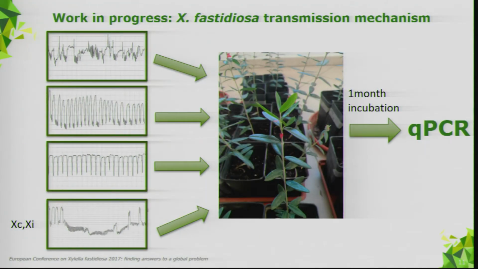Then we connected them to the EPG, this is an EPG-assisted transmission study, singly Philaenus spumarius, leaving them on olive seedlings for a brief inoculation access period. Basically, we interrupted the probe once the waveform of interest was observed. And we tested waveform C, waveform XC, waveform XI, and waveform N, both occurring during XC and XI. Basically, we want to know which one of these waveforms leads to the transmission of Xylella fastidiosa.